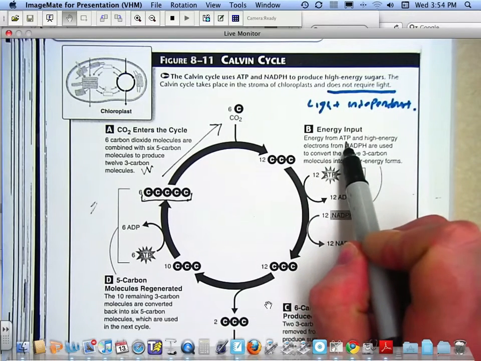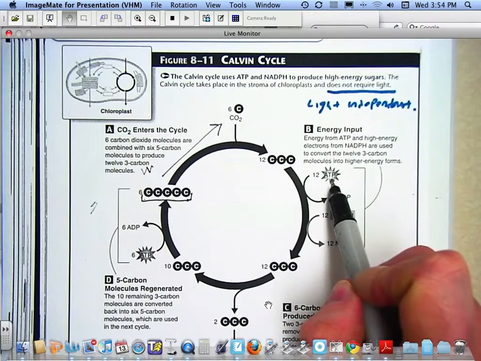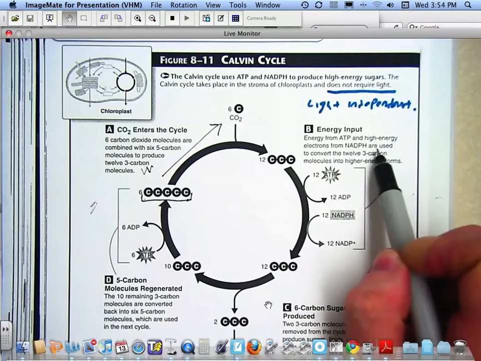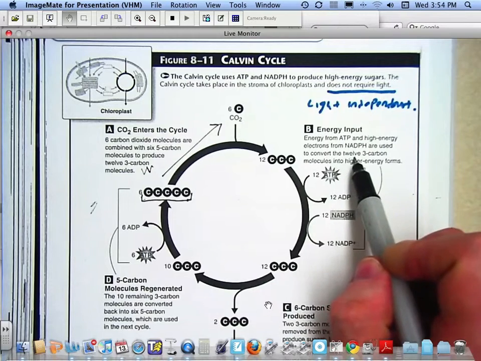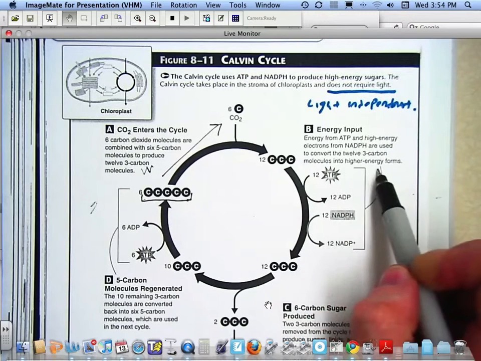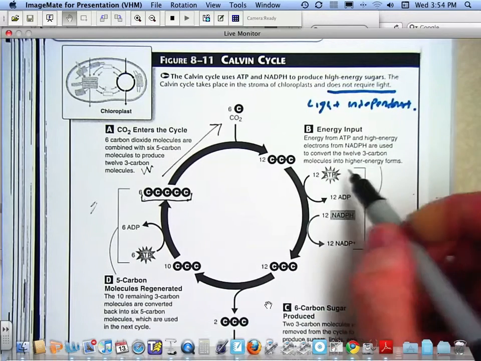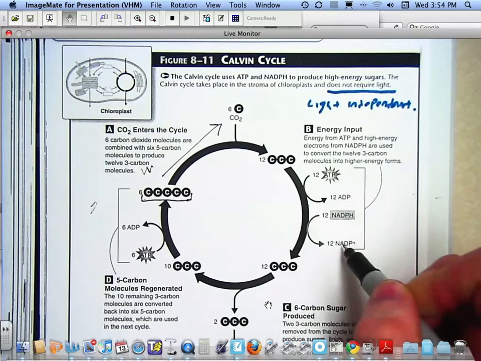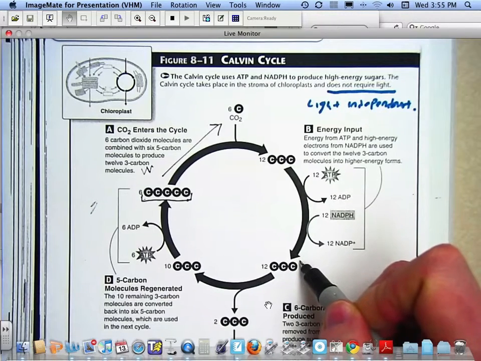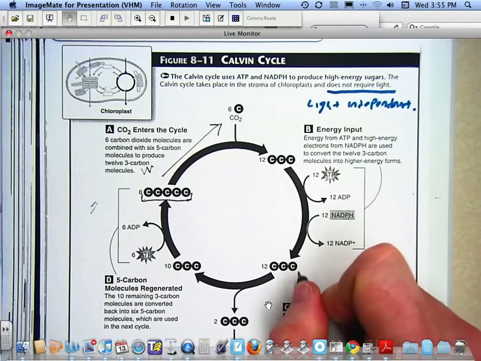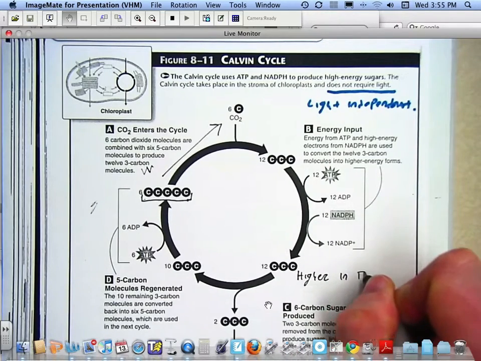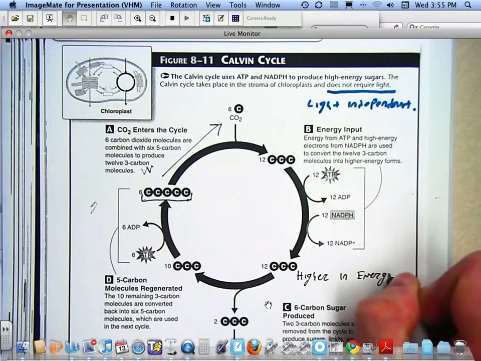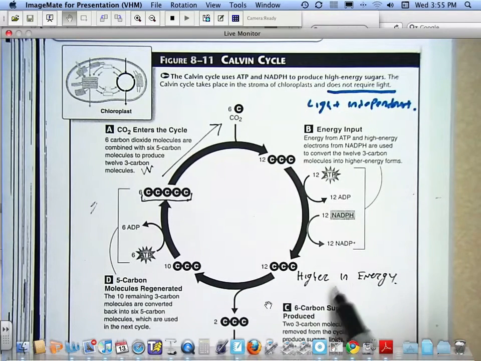All right, in step B, energy input. Energy from ATP, where did that energy come from? The sun. And high-energy electrons from NADPH are used to convert the 12 3-carbon molecules into higher energy forms. So, zwink, zwink, and you still have 12 3-carbon molecules, but they're higher in energy. Okay, what's the next step?